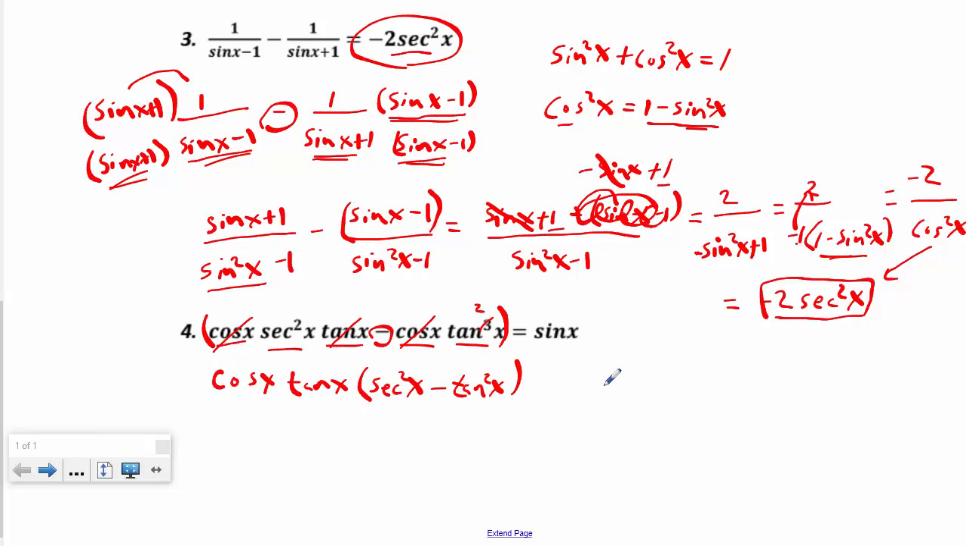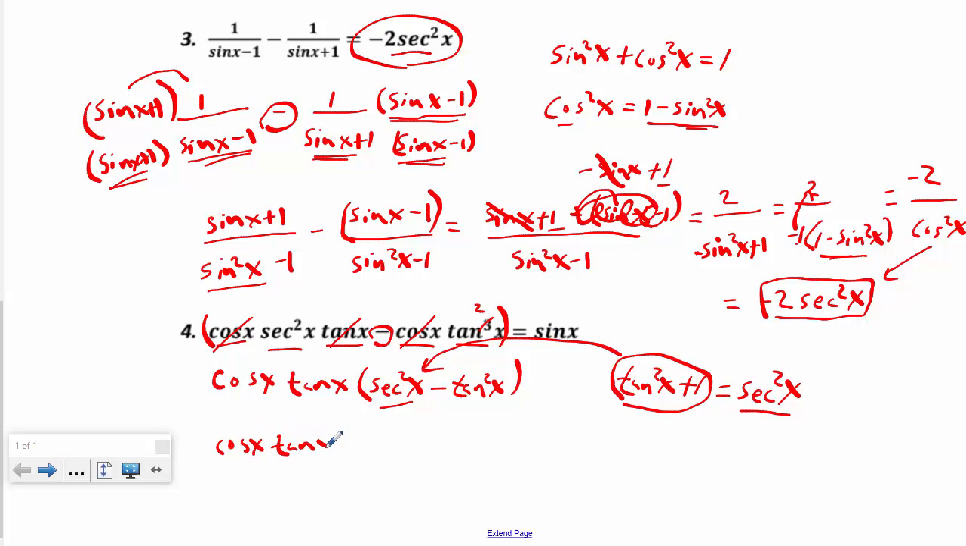Now, what I remember from my Pythagorean identities again is that tangent squared x plus 1 is equal to secant squared x. This is a trig identity. And I look here and I see secant squared x right here. So basically, I can substitute this in for my secant squared x. So what I'm going to do is that I got cosine x times tangent x, and then for secant squared x, I'm going to write tangent squared x plus 1 instead. And then of course I got minus tangent squared x.